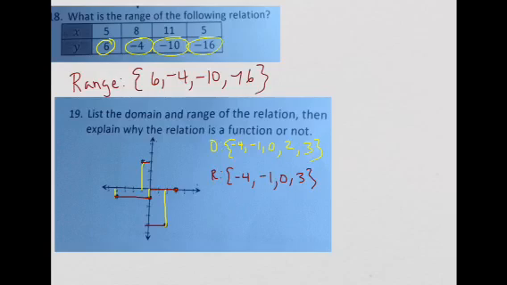Okay, is the graph a function? Does it pass the vertical line test? If I go here, only 1 point. If I go here, only 1 point. If I go here, only 1 point. If I go here, only 1 point. If I go here, only 1 point. It does pass the vertical line test, so yes, it's a function. How do we know? It passes the vertical line test.